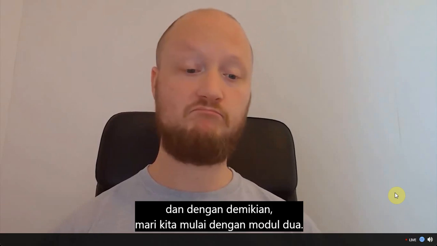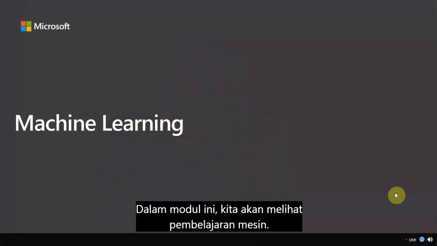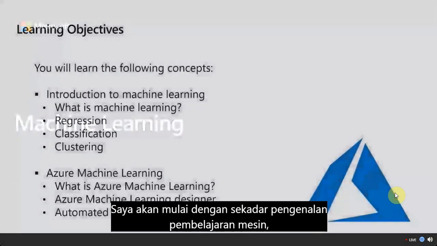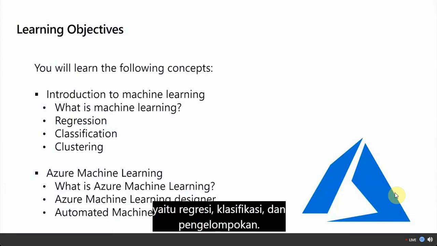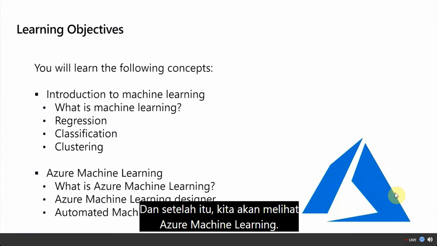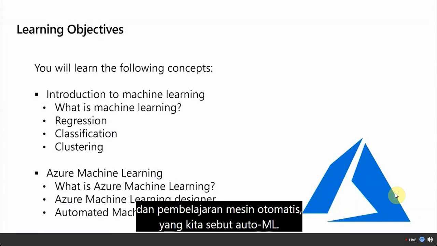And with that, let's get started with Module 2. In this module, we'll be looking at machine learning. And we'll start, of course, by just an introduction to machine learning. And we'll look at these 3 types of algorithms, which is regression, classification, and clustering. And after that, we'll take a look at the Azure machine learning, what it is, and we'll take a look at the designer and automated machine learning, which we call AutoML.